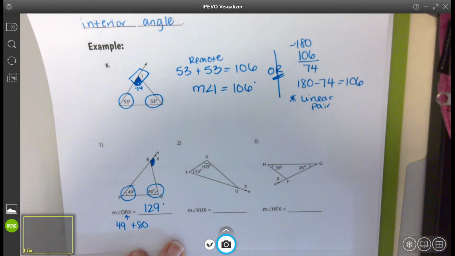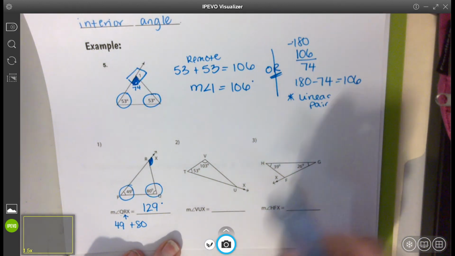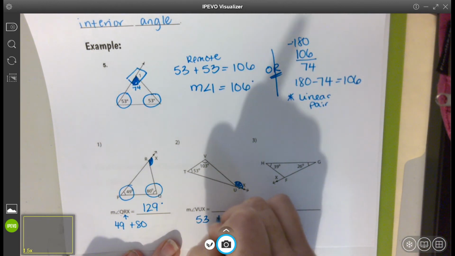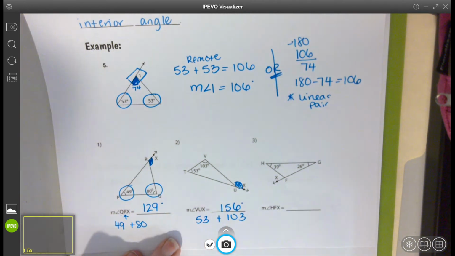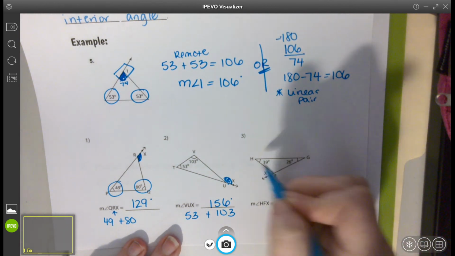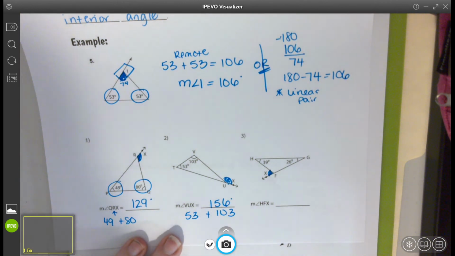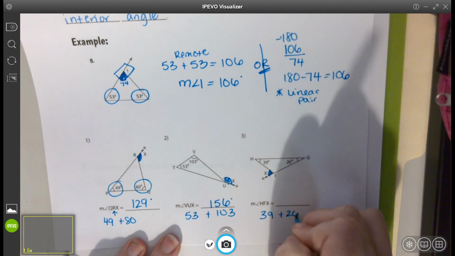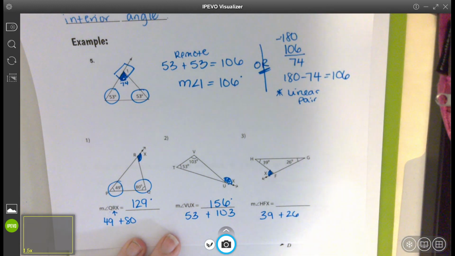All right, so I would like you to try number 2 and 3, and then I'll go over it, so pause your screen. All right, so now number 2, we want to find VUX, so again, that's out here. So we're adding 53 plus 103, and that is 156. Number 3, here we want to find HFX, so HFX, again, out here. You should be able to identify the angle when it's being named, so make sure you're following that through. So 39 plus 26. And we get 65.